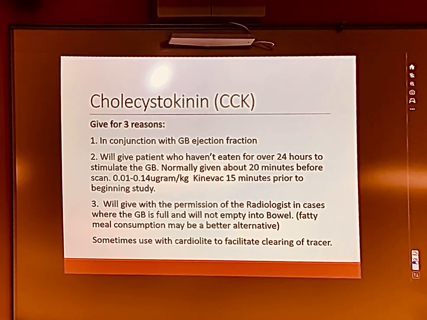You can actually get away with giving it with Cardiolite if you need to get rid of the tracer out of the gallbladder, although I've never seen that done, but it's legal, I guess. We just give them water.